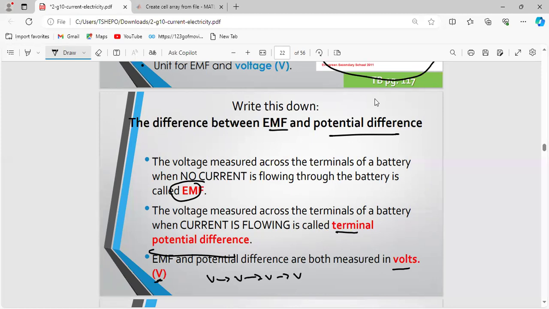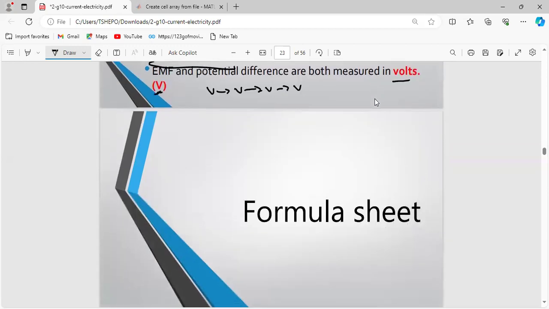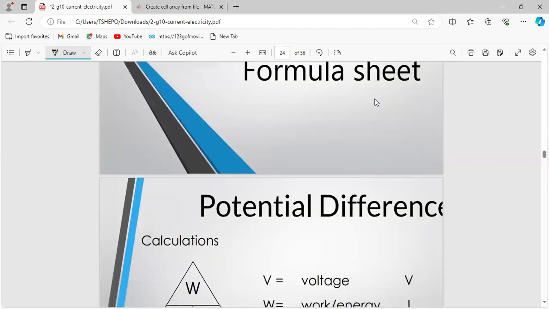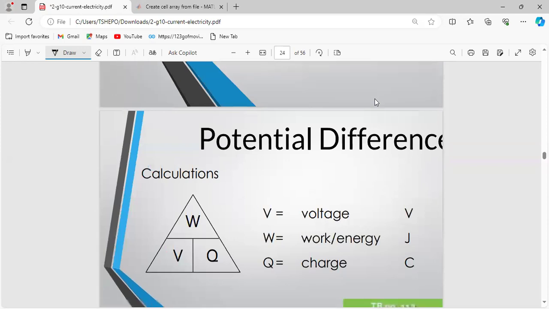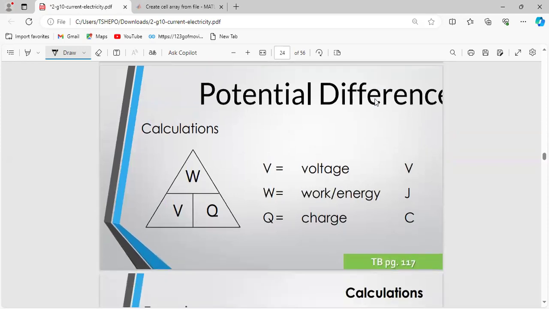Don't confuse these things, okay? Make sure that you understand. And then we have the formula sheet, and the potential difference calculations. Here I'm talking only about the potential difference, as you can see. V is for voltage, W is for work, or now I was using E, and Q is for charge. Having a look at this triangle, we have V is equal to W over Q.